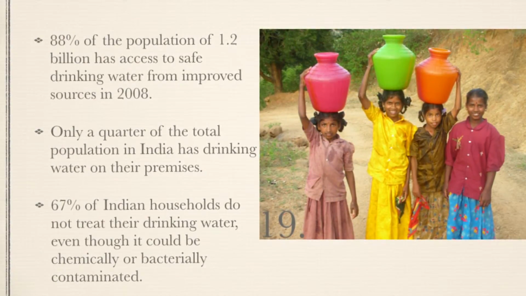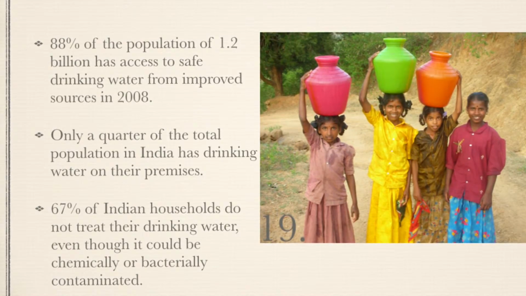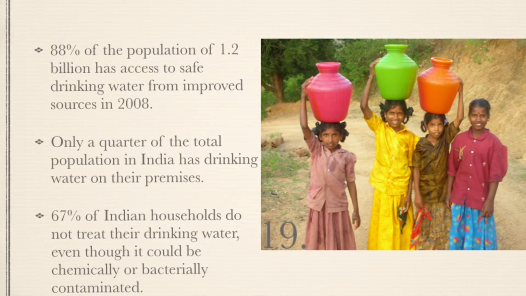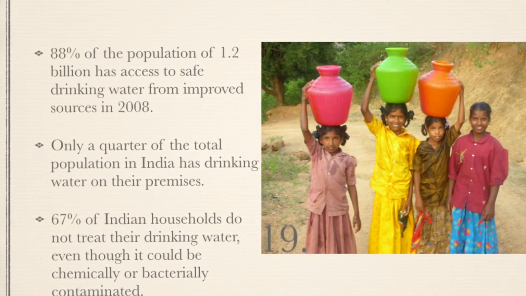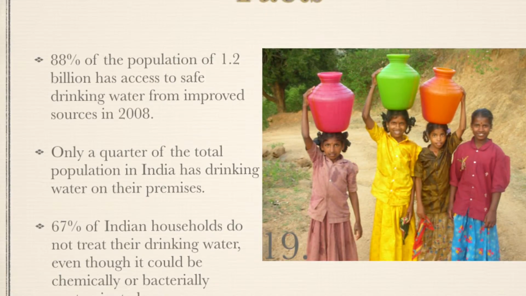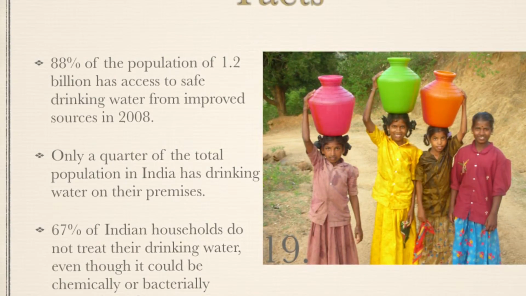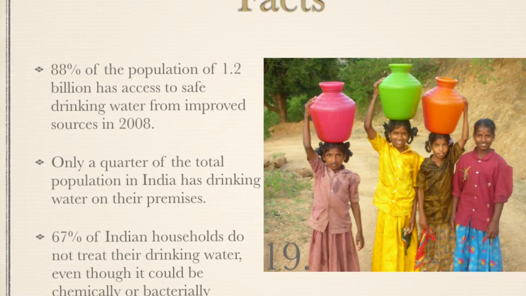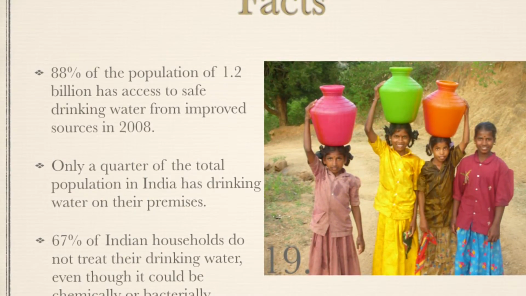Facts. 88% of the population of 1.2 billion has access to safe drinking water from improved sources in 2008. Only a quarter of the total population in India has drinking water on their premises. 67% of Indian households do not treat their drinking water, even though it could be chemically or bacterially contaminated.